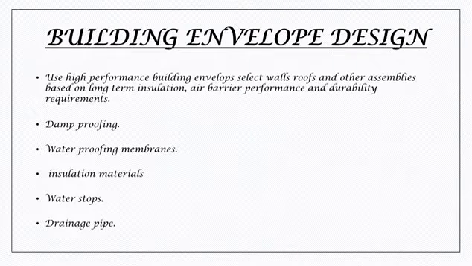Second one is building envelope design. Use high performance building envelope, select walls, roof and other assemblies based on long-term insulation, air barrier performance and durability requirements: damp proofing, waterproofing membrane, insulation material, border stops, drainage pipe. These are used in this design.